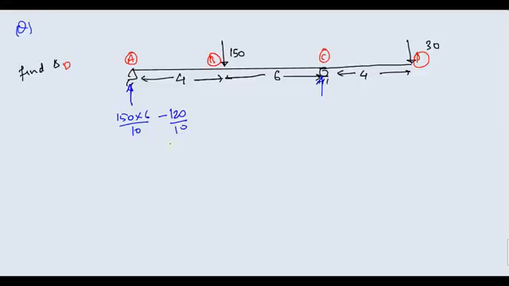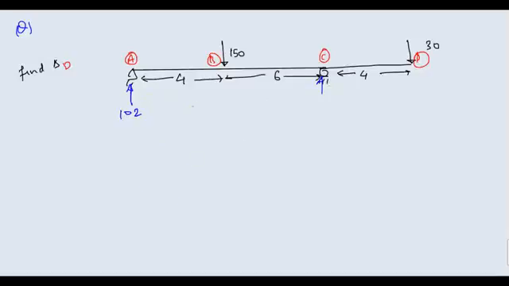Is it okay? I think we have done this already, I don't want to repeat it. 150 into 4 divided by 10, plus you will get 30 directly, plus you will get 120 upon 10. So this one I think you are getting as 102. This value will come out to be 102.